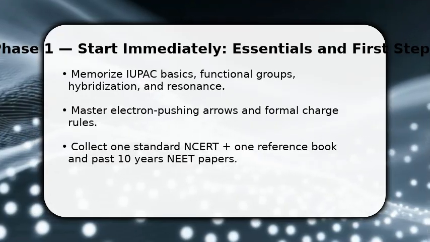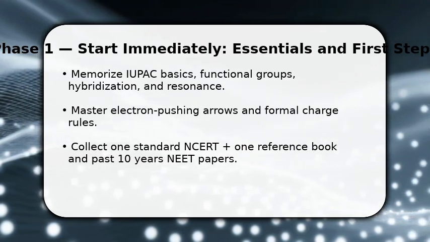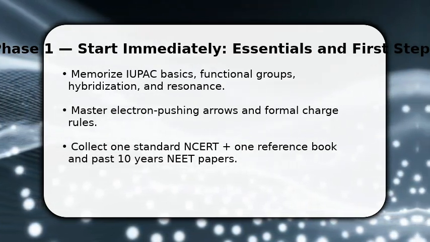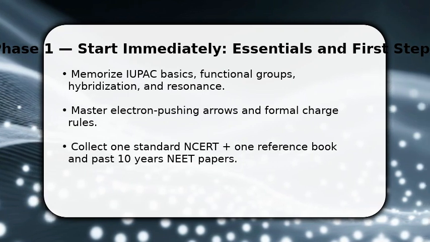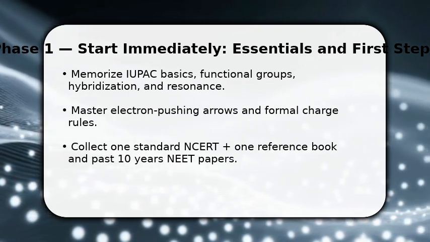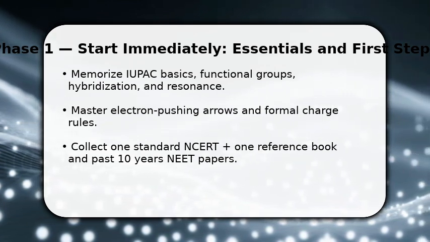You begin by locking down prerequisites you cannot skip: IUPAC names, functional groups, resonance, and hybridization. Do this actively, draw structures, push arrows, and explain each step aloud so you internalize mechanisms. Once done, sort topics into high, medium, and low-yield lists.